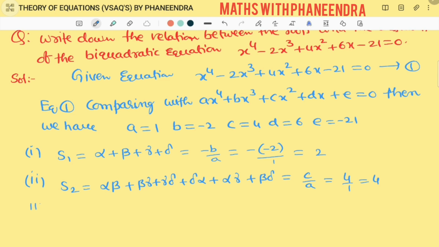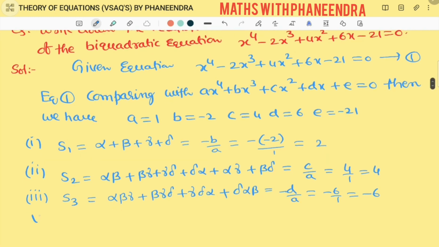Next, third one, product of the roots taken at a time 3. S3 is equal to alpha beta gamma plus beta gamma delta plus gamma delta alpha plus delta alpha beta. That is equal to minus d by a, that is equal to minus 6 by 1, that is equal to minus 6.